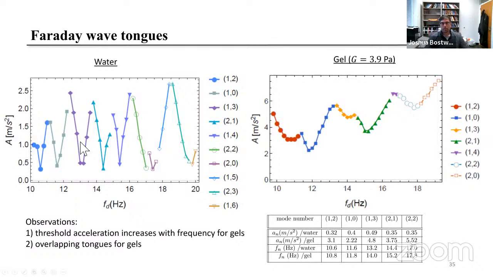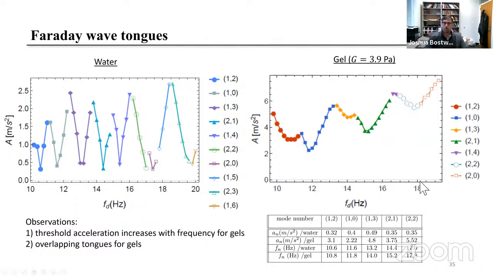How this typically works in an experiment is that you have a prescribed frequency, let's say 13 hertz in this case, and you increase the magnitude of the driving amplitude until you cross the threshold of the Faraday wave instability tongue, after which you observe the formation of that particular mode, in this case the 1-3 mode. Now, what you see here for water is, number one, the threshold for these Faraday wave tongues is all very similar. For example, the critical acceleration for the 1-2 mode versus the 2-1 mode all roughly fall within the same range.